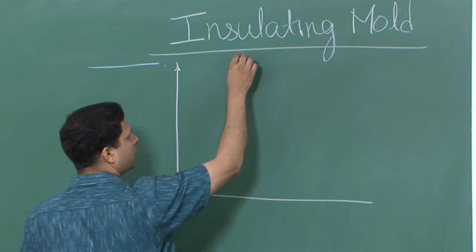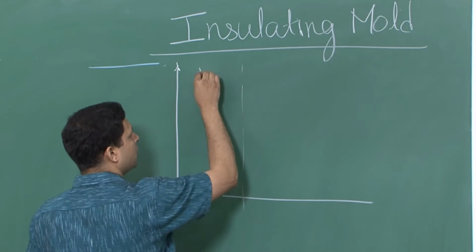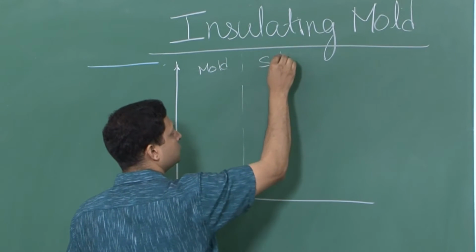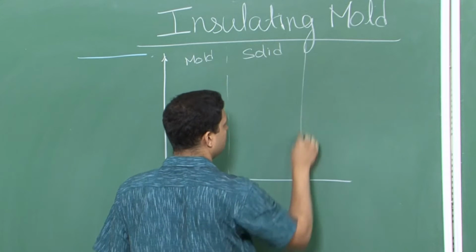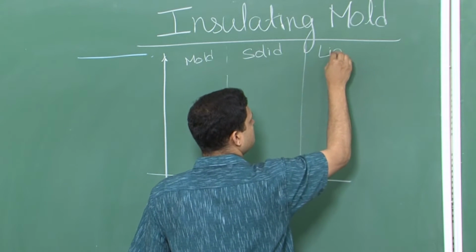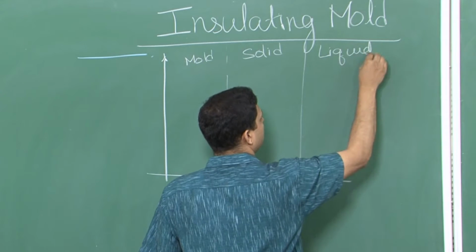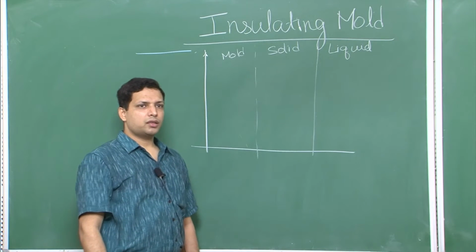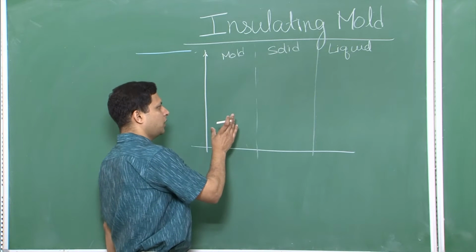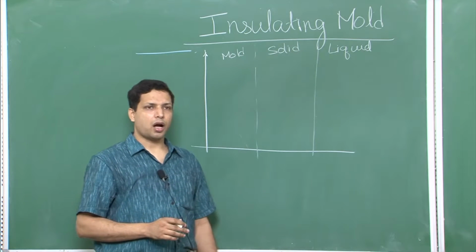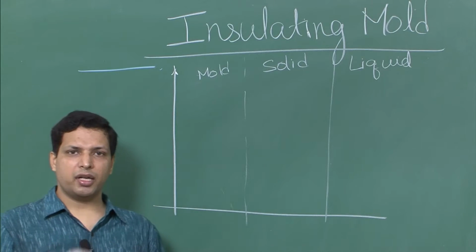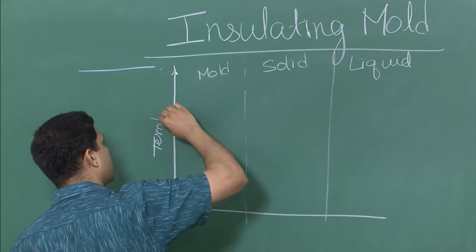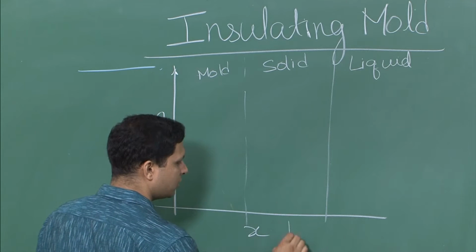So there are three layers: mold, solid and liquid. So when we say insulating mold condition, what we mean is that mold insulation properties are the dominating condition for heat flow. So here y is the temperature axis and this is the distance.